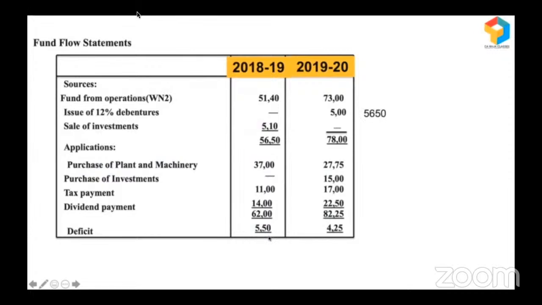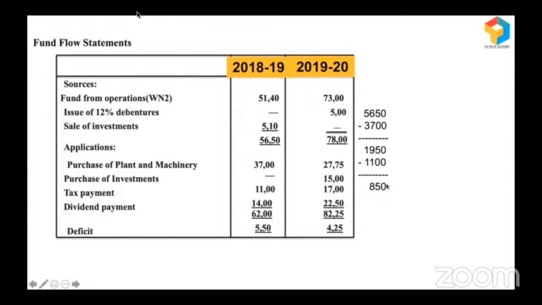Let's analyze this. So what is the total source? It is this 5,650. When they had 5,650, they purchased plant and machinery. Since they had so much of funds, 3,700 is okay, because even after paying all this, they'll have a surplus of 1,950. And then tax is compulsory, they cannot escape. From 1,950 they paid taxes of 1,100. So they are left with 1,950 minus 1,100, 850.